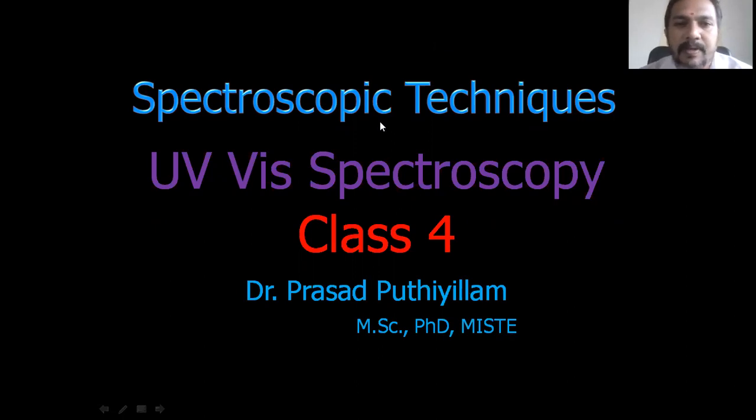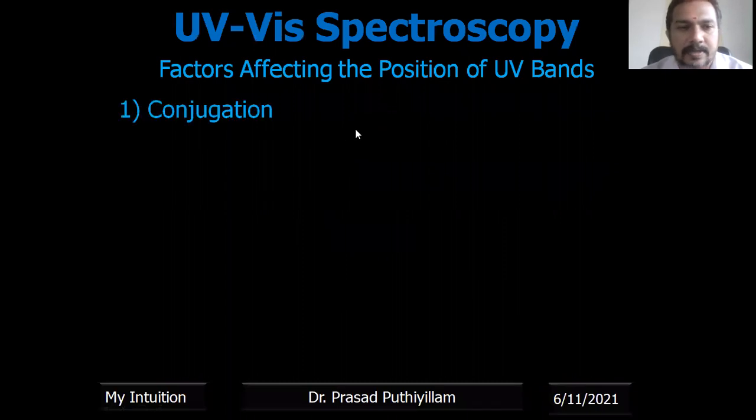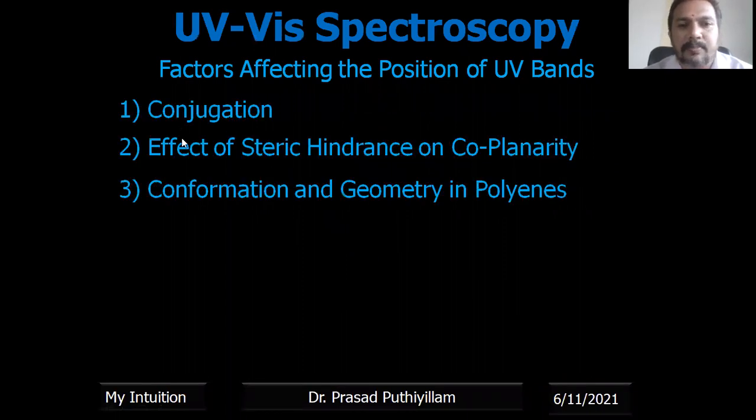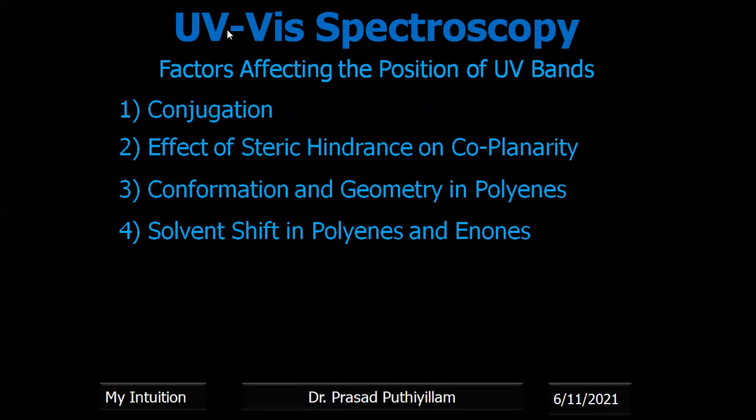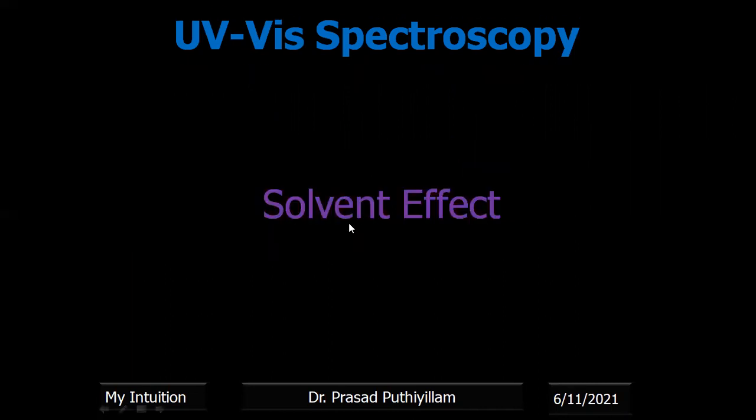It's a continuation of the previous class, class number 3, in which we stopped at the discussion about conjugation, effects of steric hindrance on coplanarity, conformation and geometry in polyenes, as well as solvent shift in polyenes and enones. We couldn't continue on solvent shift, so that is kept for this class video, as well as the Woodward-Fieser rule to calculate the lambda maximum for theoretical calculation. So, continuation, that is the solvent effect.